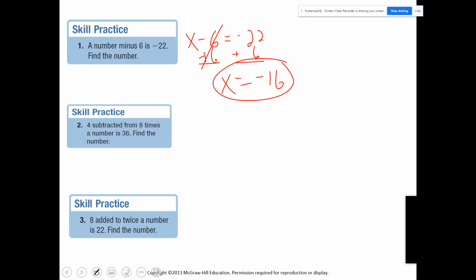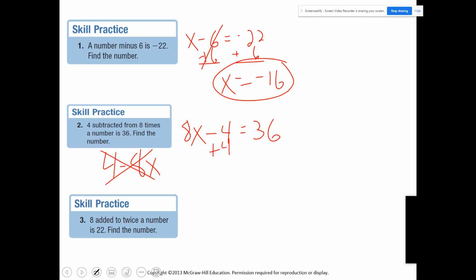Okay, for 2. 4 subtracted from 8 times a number is 36. So we have 8 times a number, and then 4 subtracted from that is 36, right? It's not 4 minus 8x, right? It specifically says 4 subtracted from, right? So whatever 8 times the number is, we're going to subtract 4 from that. So this is not right, right?